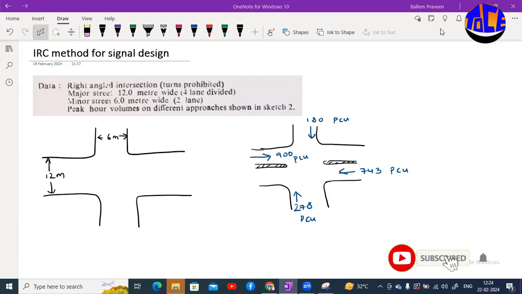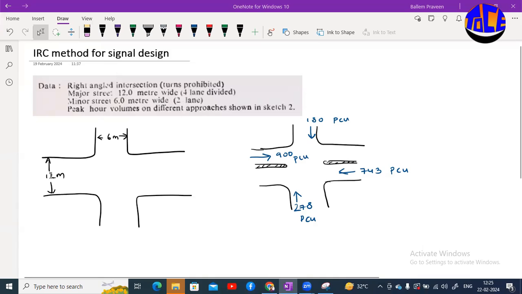Let us design a traffic signal based on the IRC method. Here you have the given data required to design the traffic signal based on IRC. It is a right angle intersection where turns are prohibited. The major street is 12 meters wide with 4 lanes and divided, and the minor street is 6 meters having 2 lanes.